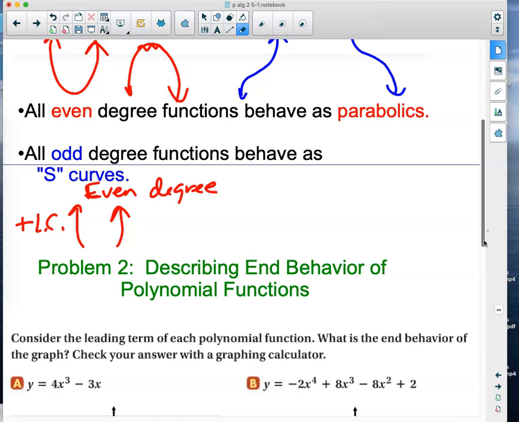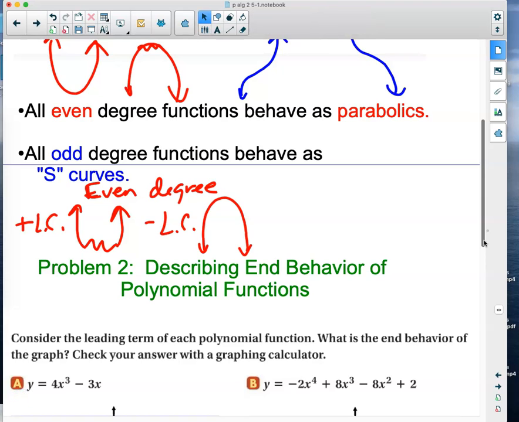So I'll erase that. Ignore what happens inside there. That's not what we're interested in. End behavior is what's happening at the arrows. So we could have some up and down stuff going on in here, but the end behavior will be up and up. If we have a negative leading coefficient, well, that's going to turn that parabola upside down, and it'll be down and down.